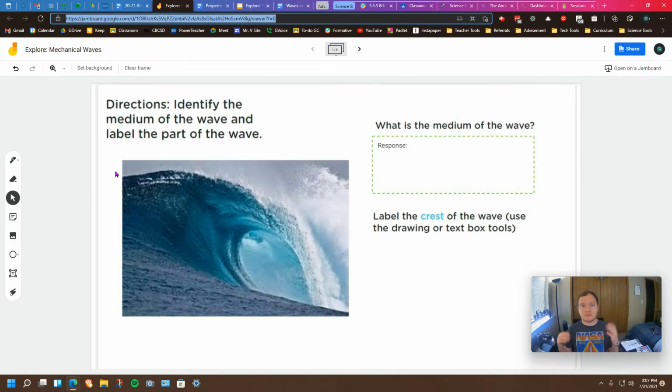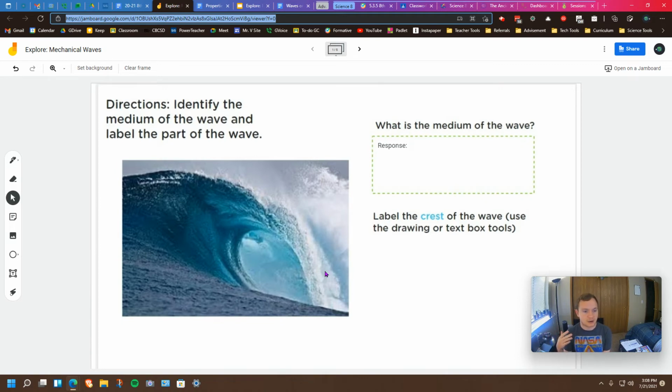So a medium, if you remember your vocab word, the medium is basically the material or substance that a wave moves through. So if I look here at this ocean wave, for example, what is it moving through? What's the material or substance? In this case, it's water. Now, sometimes it's really easy to figure out, like that one. Sometimes mediums are hard to figure out.